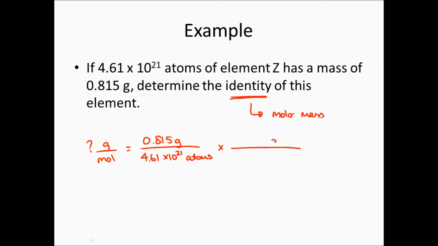So I want to get rid of atoms and convert that to moles. How do you do that? Well, you use Avogadro's number and say 6.022 times 10 to the 23 atoms per mole. So now I can cancel atoms and I get grams per mole, and that's 106 grams per mole, which turns out to be palladium.